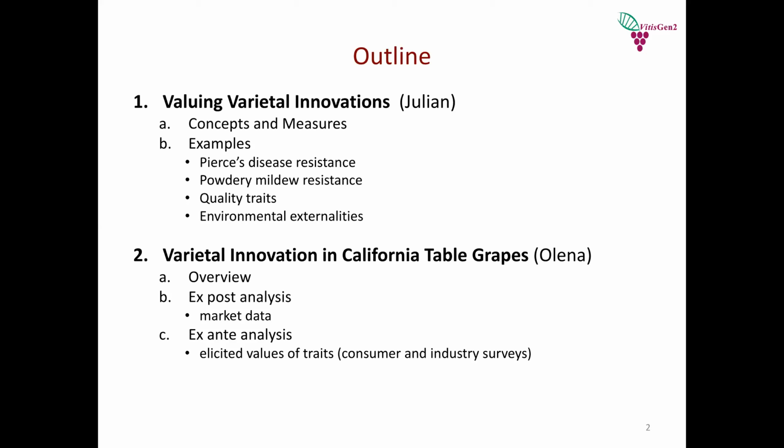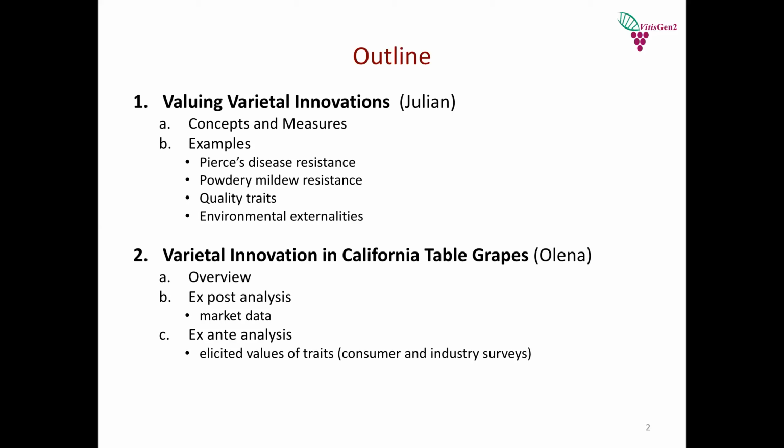I'm going to introduce the general concepts and the way economists think about modeling varietal innovations in general, in grapes in particular, and how we measure the consequences of that. We've got some examples of work we've done over the past 10 years or so, looking at the economics of Pierce's disease and resistant varieties to that, powdery mildew resistance. We can also think about measuring and valuing the benefits from quality traits, and with respect to these resistance technologies, we want to introduce resistance traits and at the same time not reduce or even improve quality traits. That's a question that comes up.